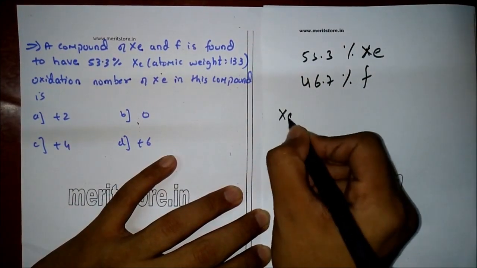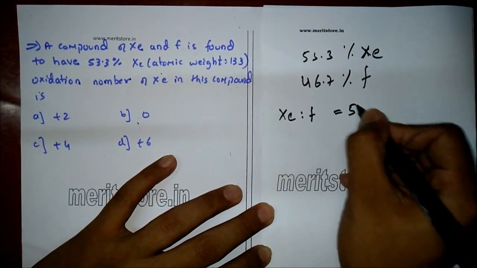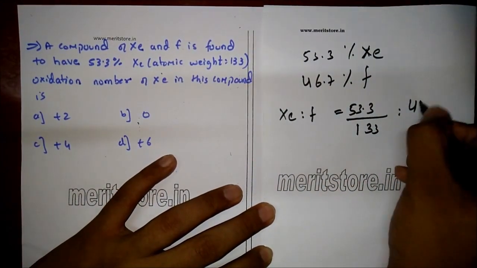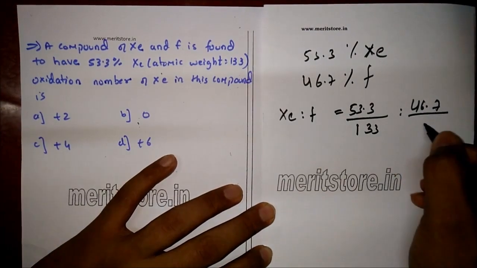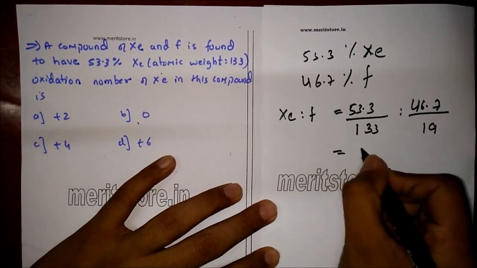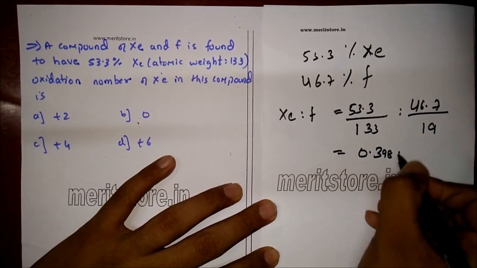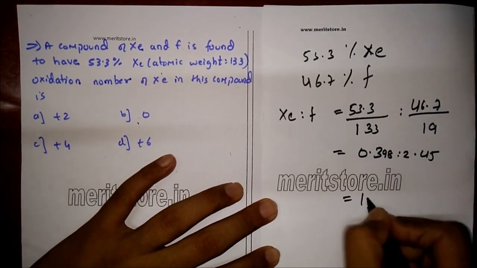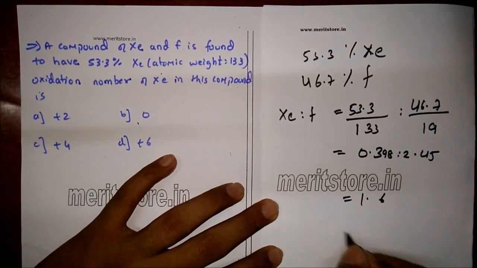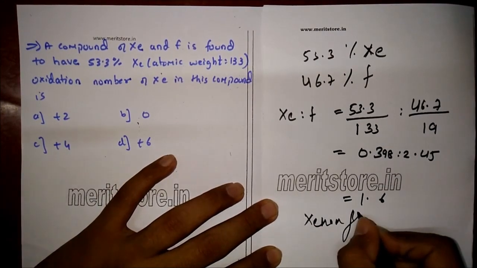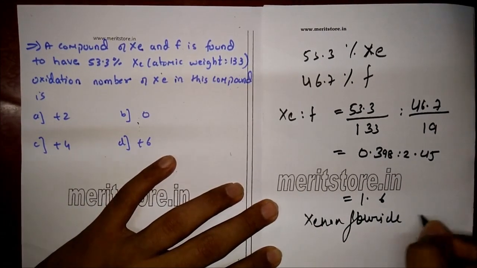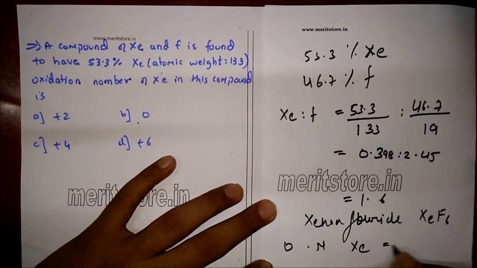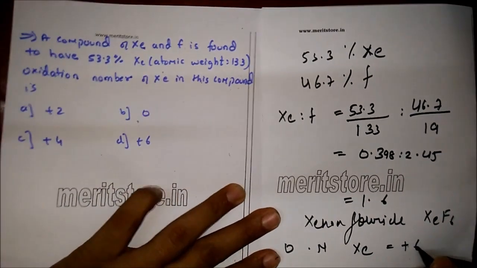Now let's find the ratio of Xe to F, which is equal to 53.3% of Xe upon the atomic weight of Xe, which is given as 133, to 46.7 upon the atomic weight of F, which is 19, which will be equal to 0.398 to 2.45, which is equal to 1:6. Therefore, this compound is known as xenon hexafluoride, XeF6. Hence, the oxidation number of Xe in this compound is +6. Therefore, the correct answer will be option D.